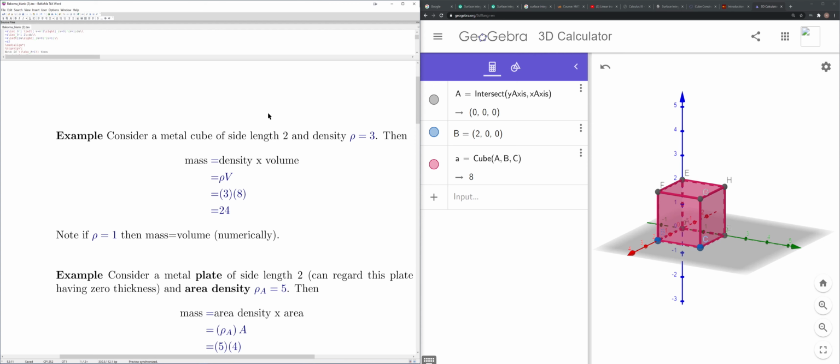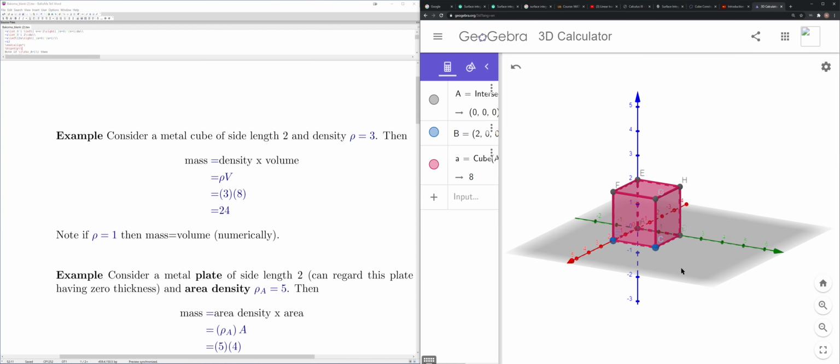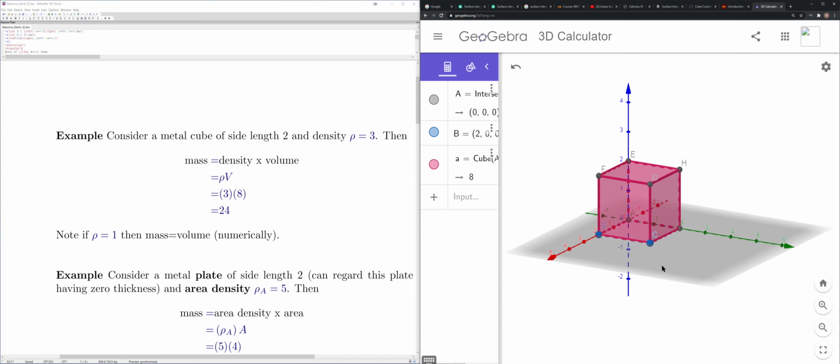So for example, I have a metal cube that is of side length 2. This is your metal cube here. By side length 2, I mean each of the sides of the cube is of length 2. Now, what's the volume of this cube? Well, the volume of this cube is going to be side by side by side.